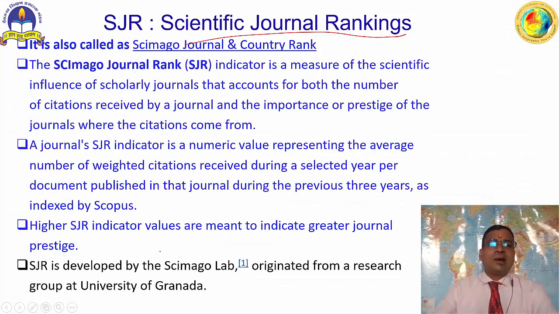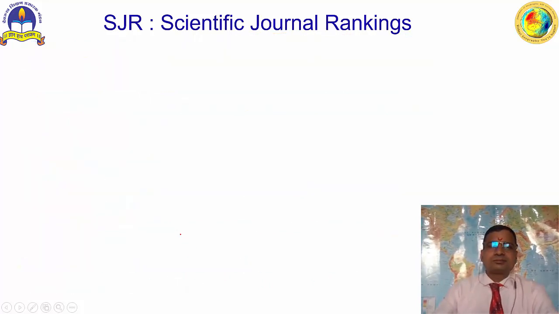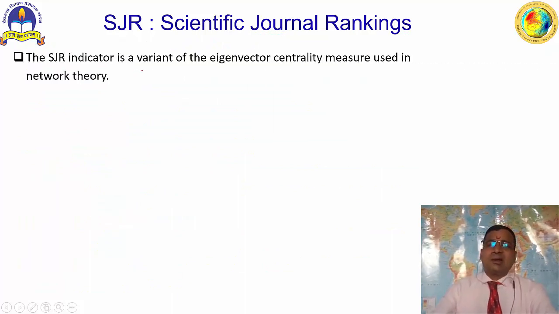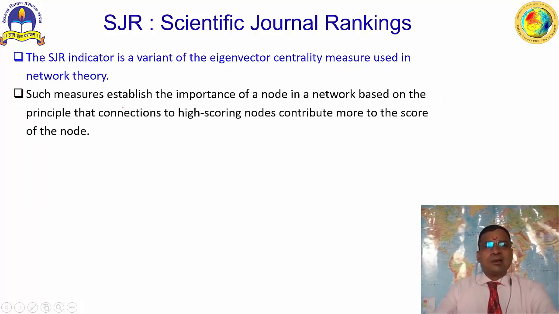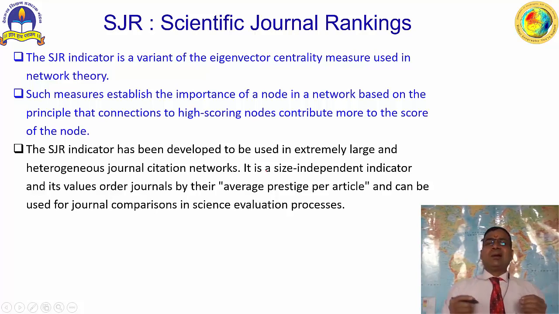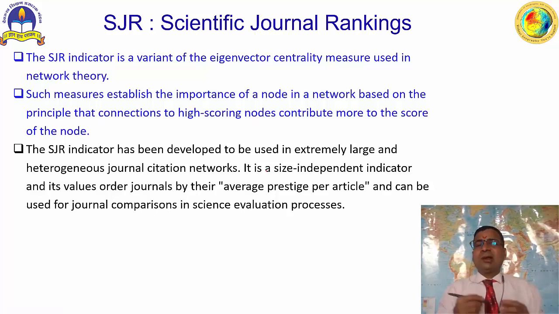Then SJR is developed by SCImago Lab, originated from a research group at the University of Granada. The SJR indicator is a variant of the eigenvector centrality measure used in network theory. Such measures establish the importance of a node in a network based on the principle that connections to high scoring nodes contribute more to the score of the node. Then the SJR indicator has been developed to be used in extremely large and heterogeneous journal citation networks.